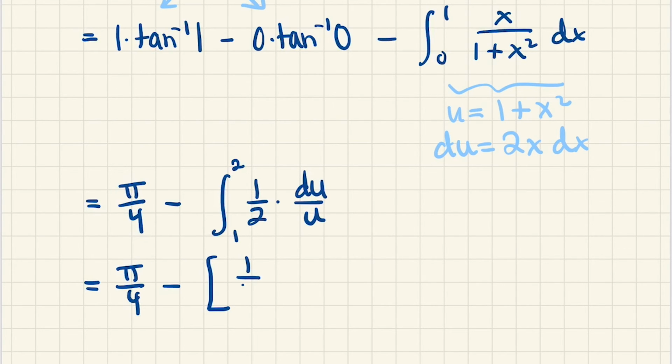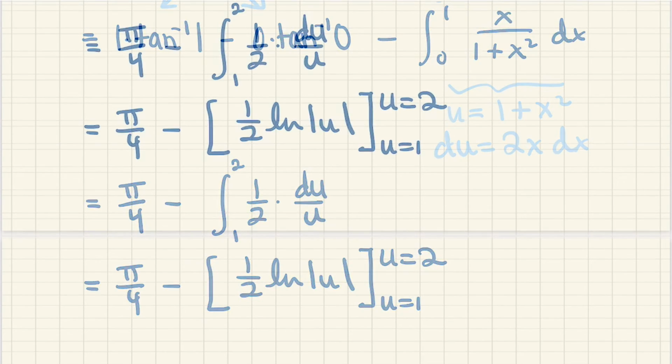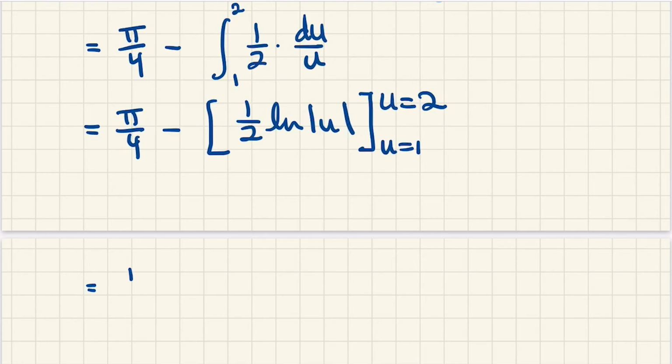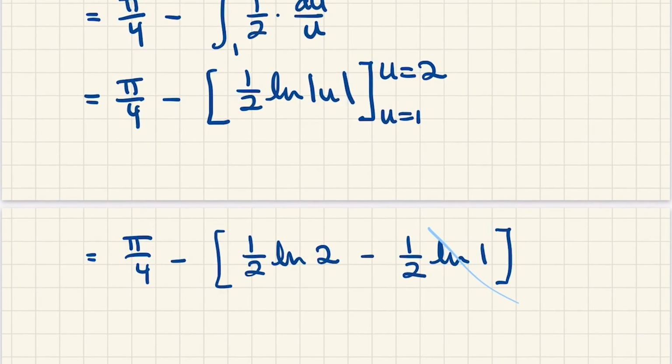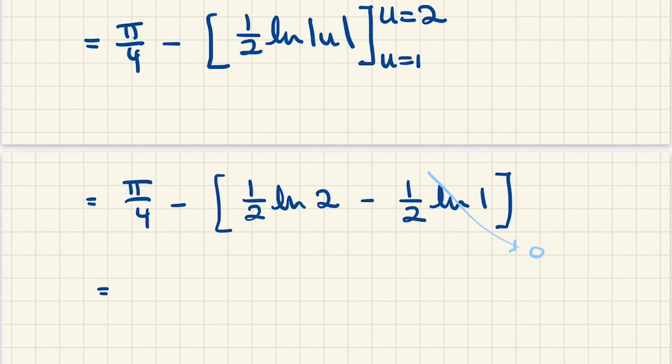That's going to integrate to 1/2 ln of absolute value of u from u equals 1 to u equals 2. So this is pi over 4 minus, now we'll plug u equals 2 in, so we get 1/2 ln of 2. We don't need the absolute value, 2 is positive, minus 1/2 ln of 1. But ln of 1 is 0, of course. So we get a final answer, pi over 4 minus 1/2 ln 2.